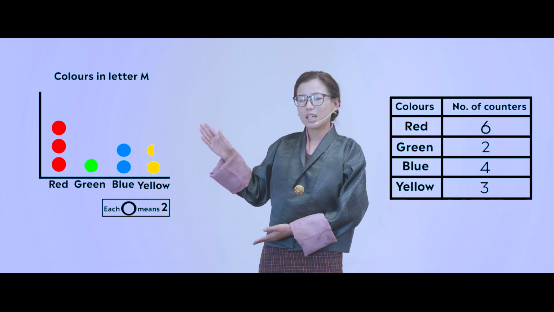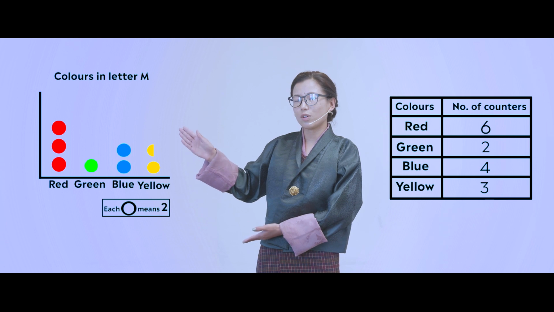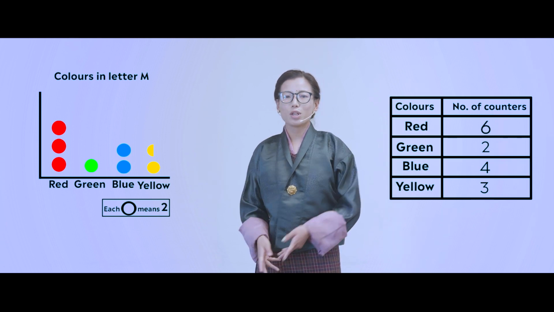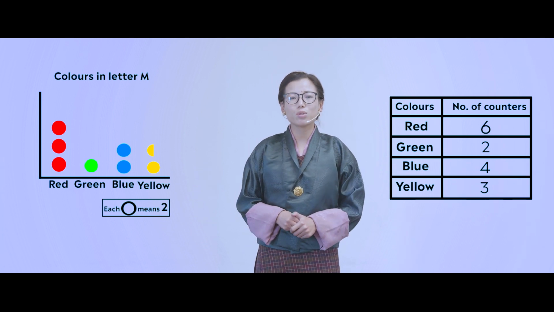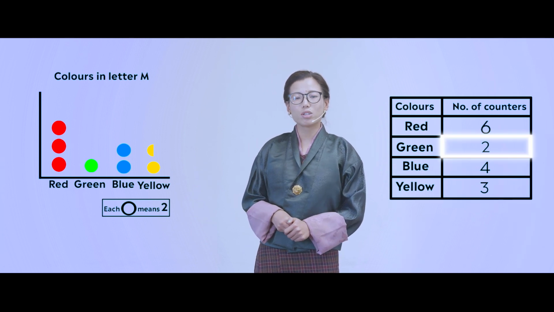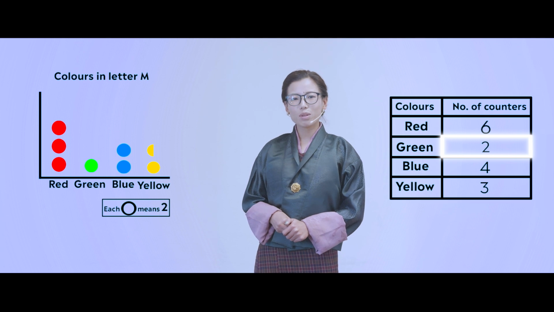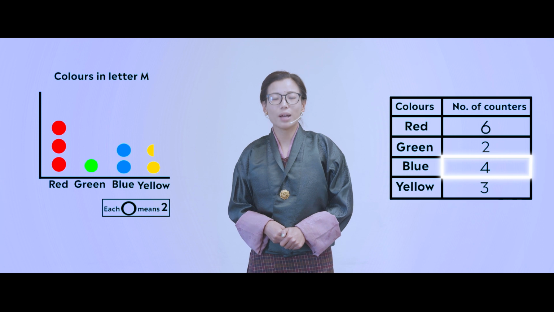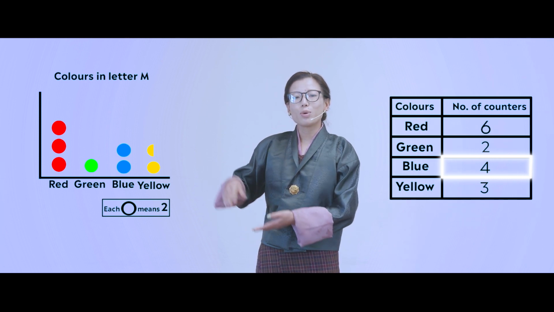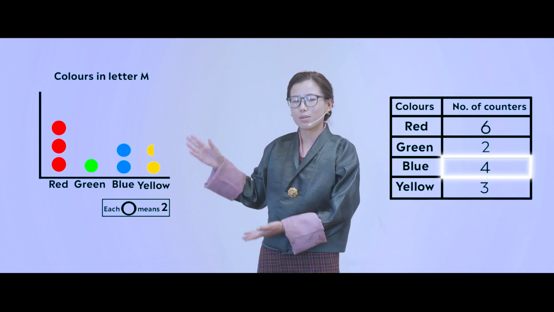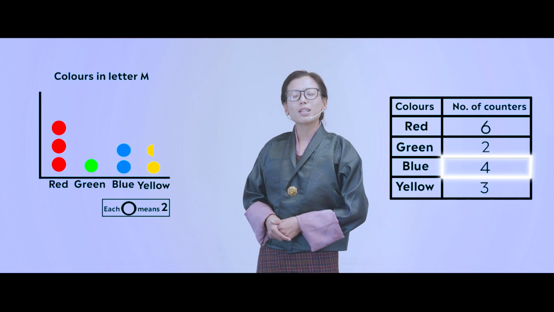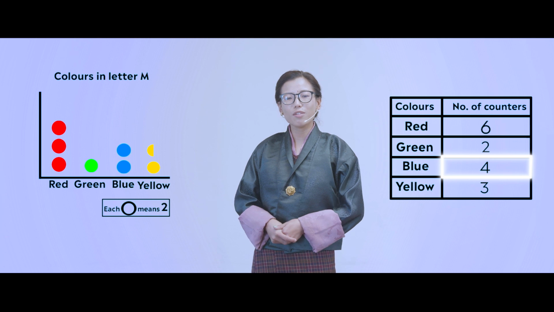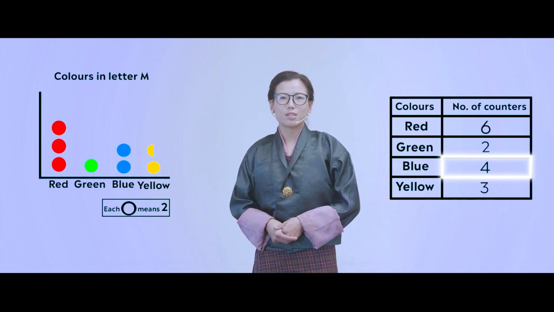Look at green. For the green, we have only 1 circle. Why? Because you have only 2 green counters in the letter M. What about the blue one? We have 4 blue counters in letter M, isn't it? So we will have only 2 circles in the graph because 1 circle represents 2 counters. So a total of 4 blue counters.